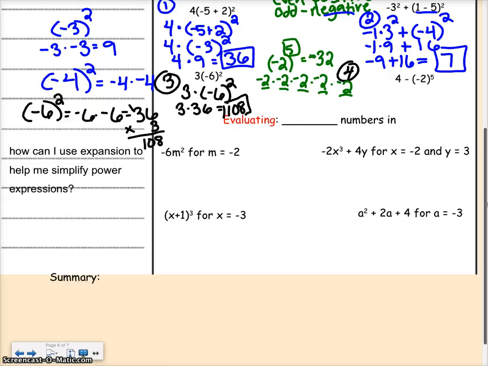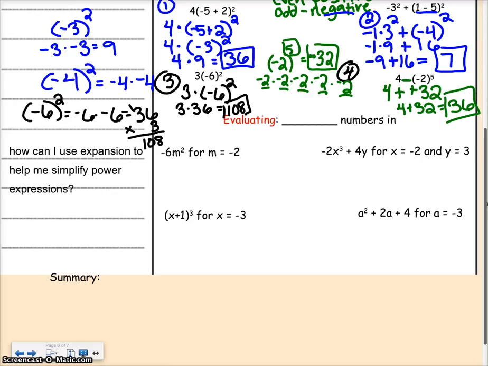So now I'm going to rewrite it. 4 minus, because that's the minus that was given, this negative 2 to the 5th turned into that negative 32. And when you see minus and negative, you should be thinking plus plus, which is just 4 plus 32, final answer of 36.